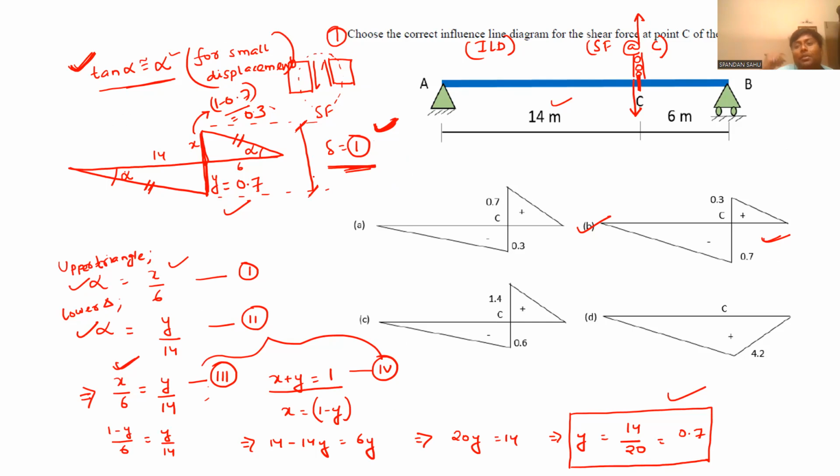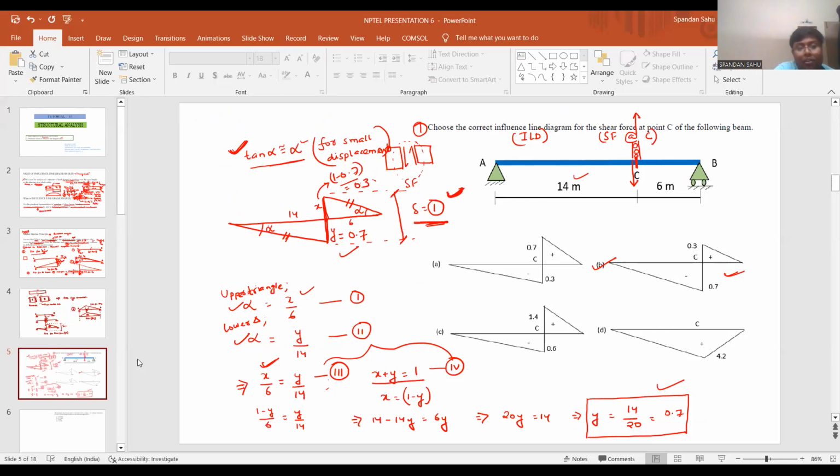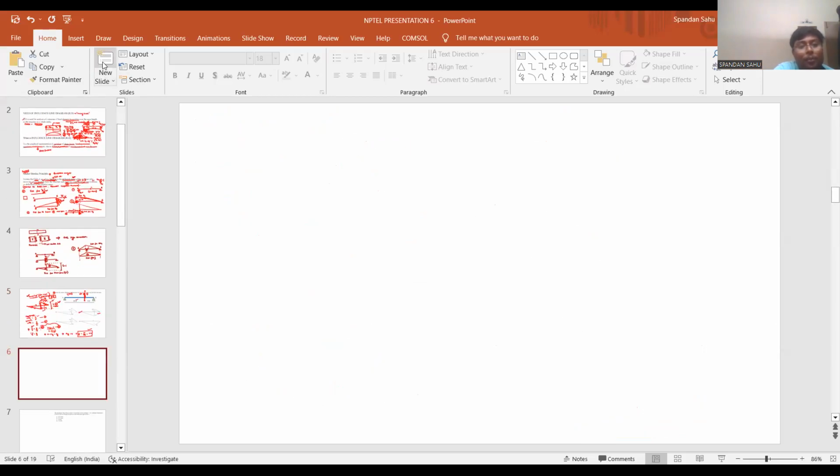That is the major chunk of the Muller-Breslau principle. Okay, I got it. So you can also do it by writing the equation. If you are not comfortable, I am doing it that way also. Let us see if that is coming or not. From the Muller-Breslau principle, we got it in that fashion. Let us prove it also.